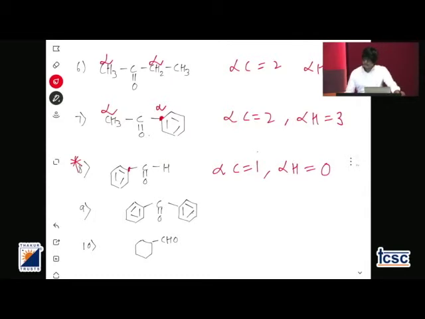Going to the ninth structure, this is known as benzophenone. Benzophenone has got 2 alpha carbon atoms. These are carbon atoms directly bonded to the functional group. So the number of alpha carbon atoms here are 2, but the number of alpha hydrogen atoms are 0. The 10th structure, this is a random aldehyde, cyclohexane carbaldehyde. The number of alpha carbon atoms here would be 1, and the number of alpha hydrogen atoms would be 1.